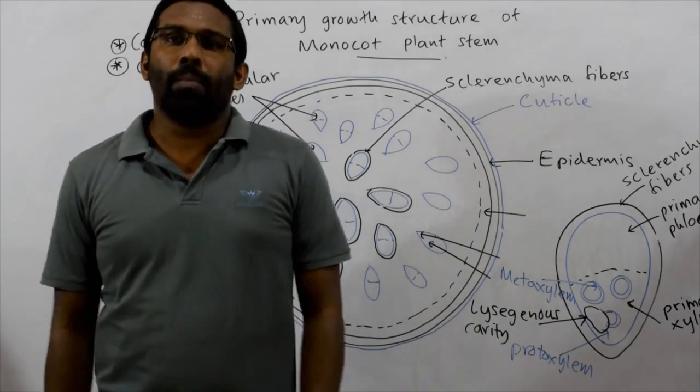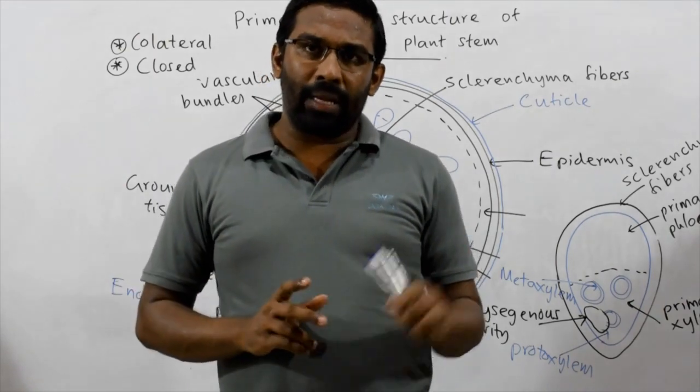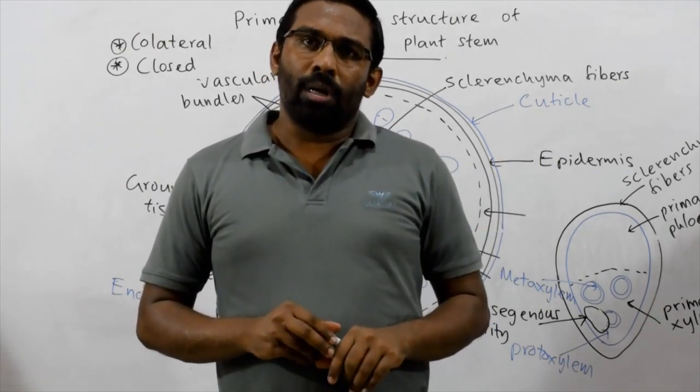Okay, that's about the primary growth. Then as the next part we can discuss the secondary growth process that happens in the dicot plant stem and dicot plant root.